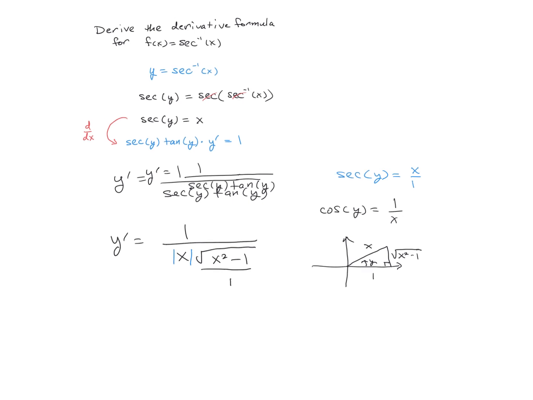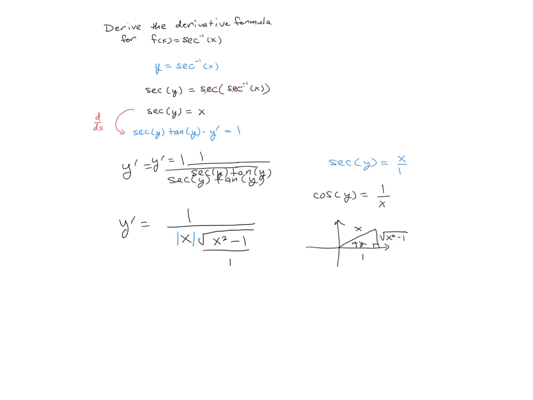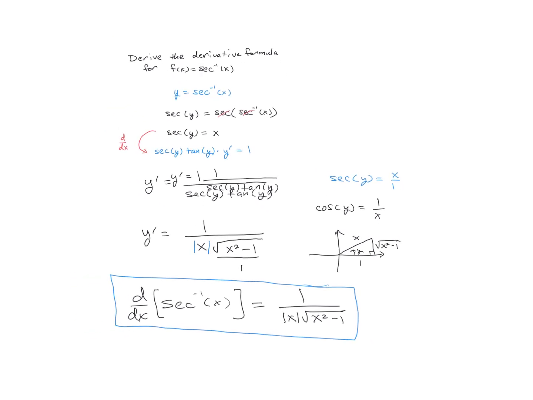And remember, y prime this whole time is the derivative of the inverse secant. So this tells us in summary that the derivative of the inverse secant function is equal to the fraction 1 over the absolute value of x times the square root of x squared minus 1. And that is the derivative formula for arc or inverse secant. And again, we just have to use what we know from trigonometry and calculus to put it together to get this derivative.